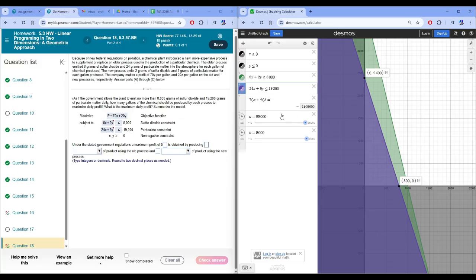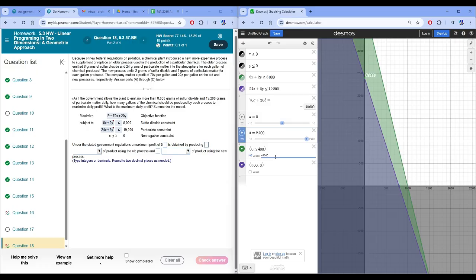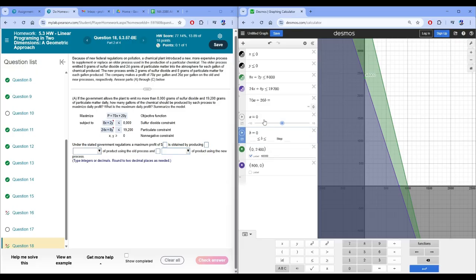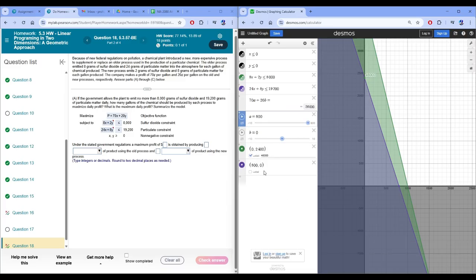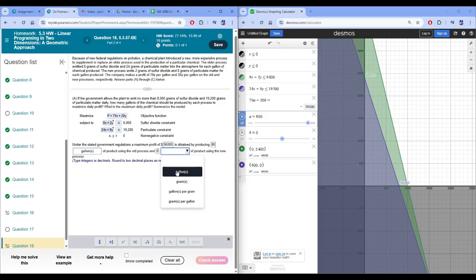So then there's only this answer or that answer. It's either 0, 2400, which gives me 48,000, or 0, 800, which is 56,123. The maximum profit is going to be 56,123, attained by producing 800 gallons of the old process and 0 gallons using the new process, right?